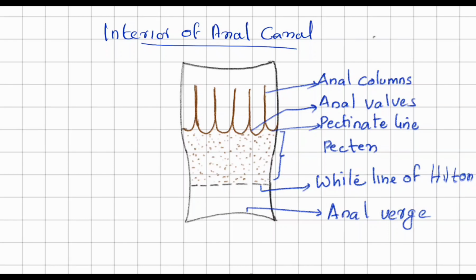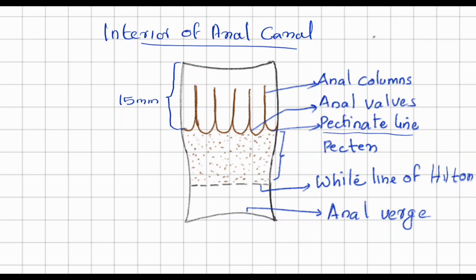For surgical description, the interior of the anal canal is divided into three parts: the upper part, the middle part, and the lower part. The upper part of the anal canal extends from the anorectal junction to the pectinate line. So here we have the pectinate line. It is 15 millimeter in length.